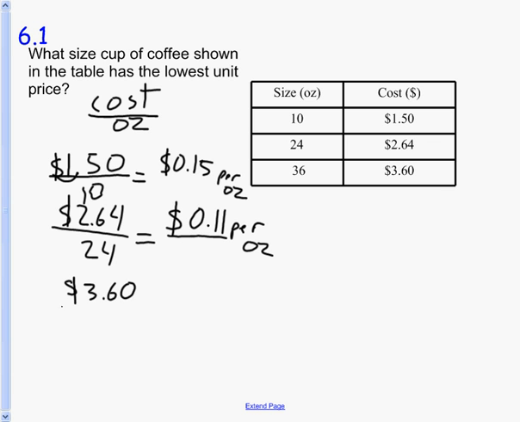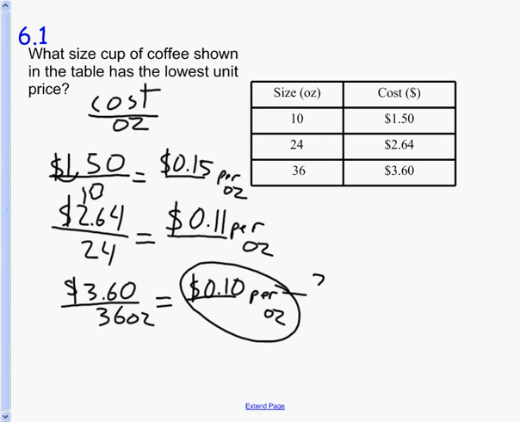$3.60 for a 36 ounce to get 10. So they just cancel out right there. We're going to get 10 cents per ounce. Between 15, 11, and 10, 10 cents per ounce is the cheapest. So 36 ounce is the lowest unit price.